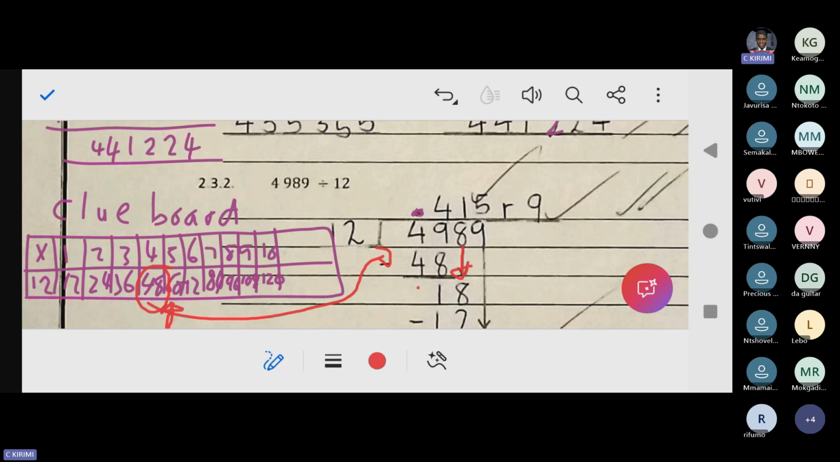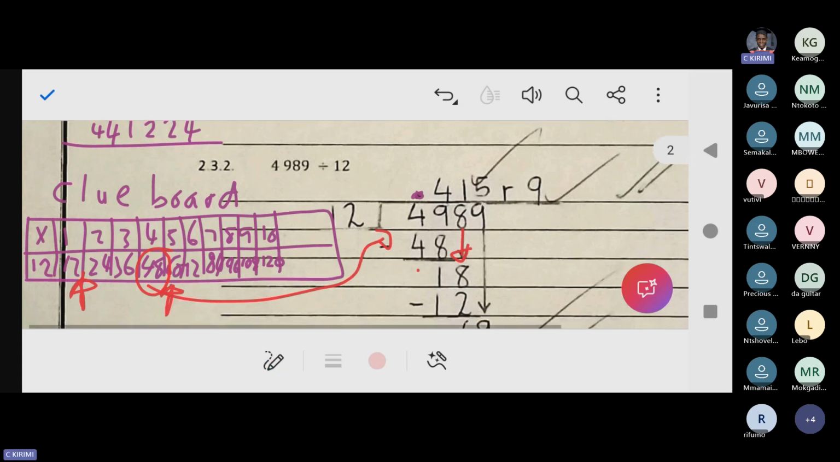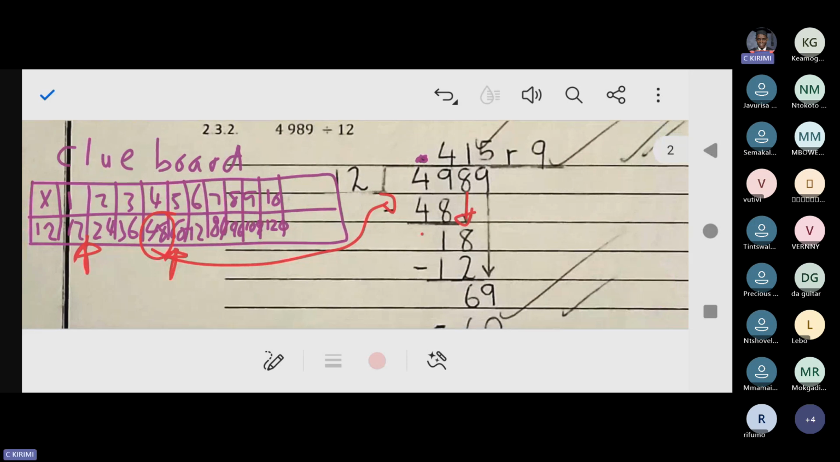12 goes into 18. How many times? From your clue board, you are seeing 18 is somewhere there, after 12, but less than 24. So it goes once. 1 times 12 from your clue board is 12. You subtract 18 minus 12: 8 minus 2, 6; 1 minus 1, that's 0. So you bring down the 9.